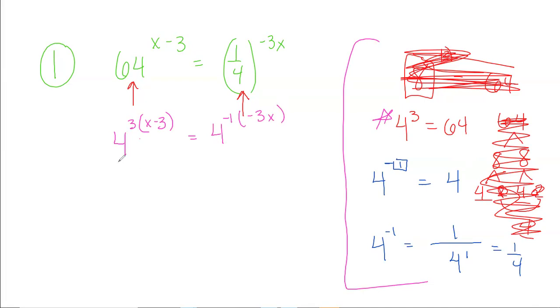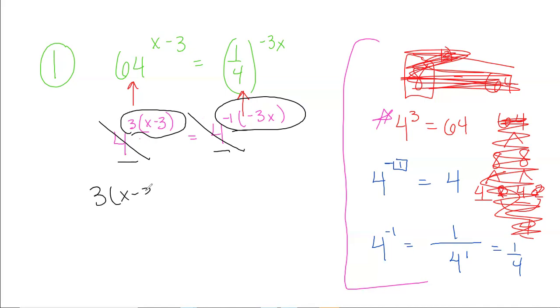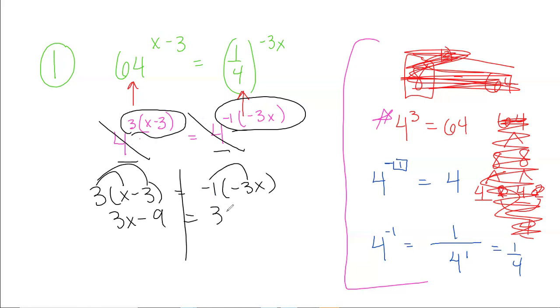And now the bases are the same, so these exponents must be the same. And we just set the exponents. So basically these are gone. I call that the capuche method if you've watched my other video on this. Capuche. And we have 3x minus 3 equals negative 1, negative 3x. And let's solve. 3x minus 9 equals 3x.